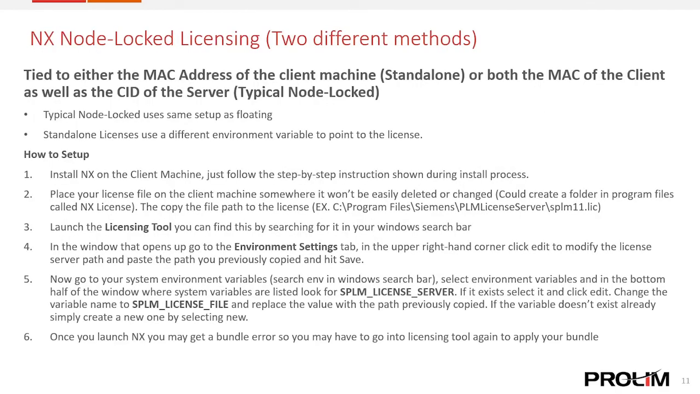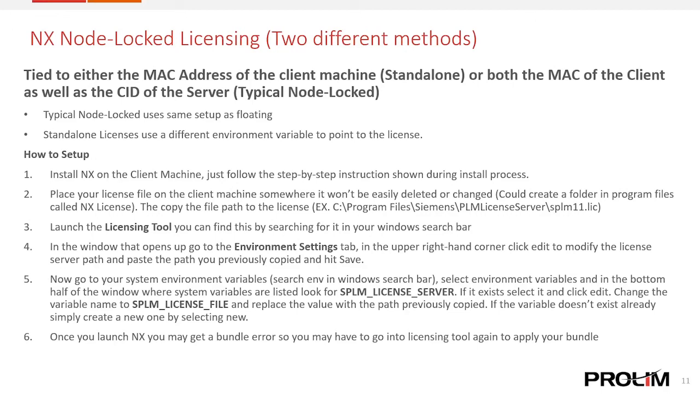Now, moving into NX node lock licensing. This is a little bit different in that it can be two different setups. You have normal standalone node lock, which is similar to Solid Edge, where it's a file that you point to. And then you have what you usually get, because standalone is actually pretty rare, which is your typical node locked, as I call it, where it has the CID of the server and the MAC address of the client as well. So it's still a floating license, but it's got an extra restriction on the client machine.